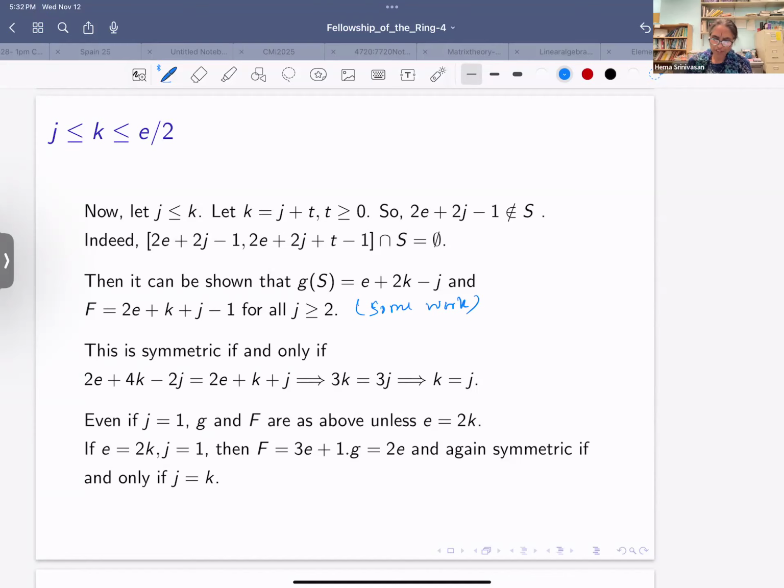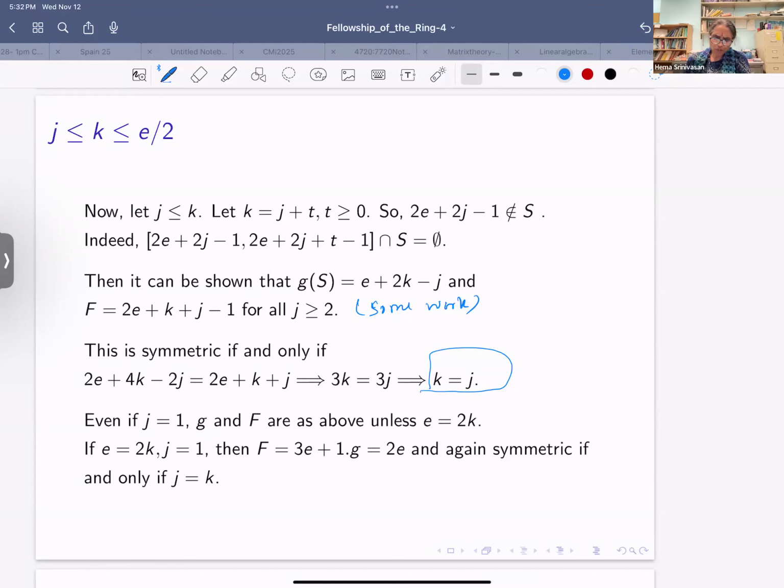Since this is the Frobenius number, in many of these, once you have it, you should be able to check later on. And this is only symmetric if twice this is this plus 1. So I just take twice this is this plus 1 here. That happens exactly when k equals j in this case.